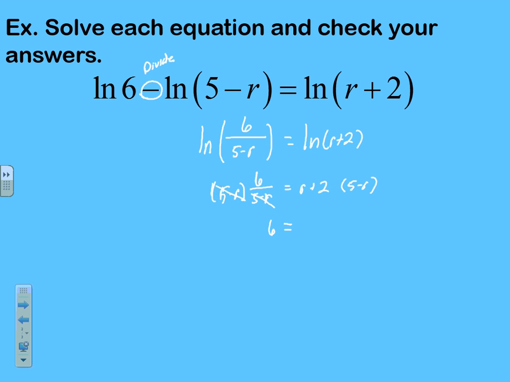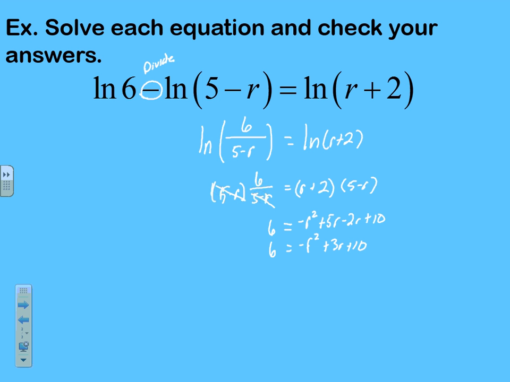well, here we have to distribute. We're basically foiling these two things together. So let's say r times negative r is negative r squared. r times 5 is a positive 5r. 2 times negative r will be minus 2r, and 2 times 5 will be a 10. So simplify our like terms on the right side. So that would be a plus 3r plus 10.